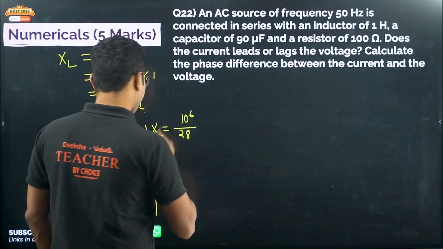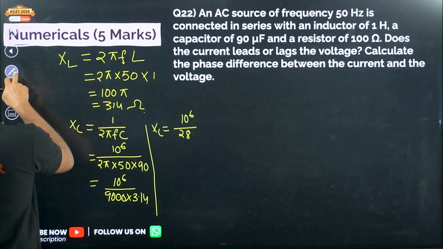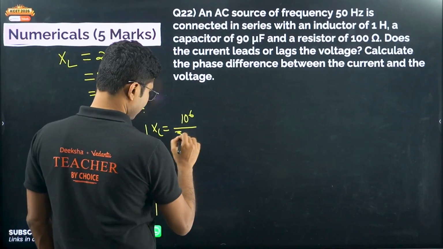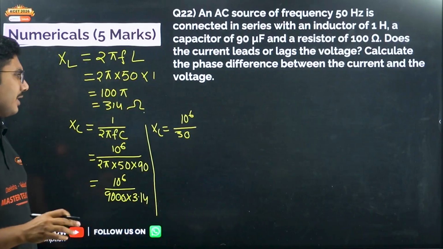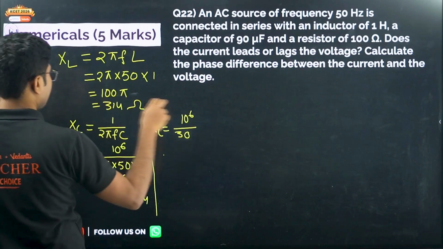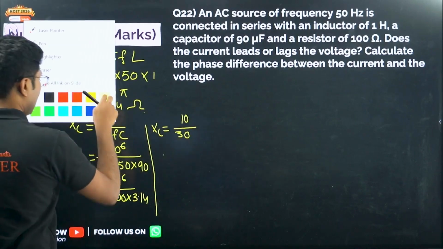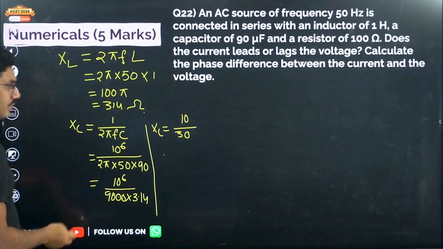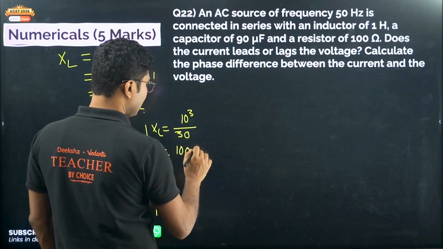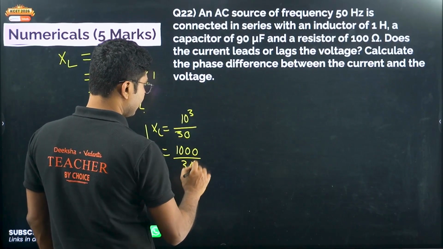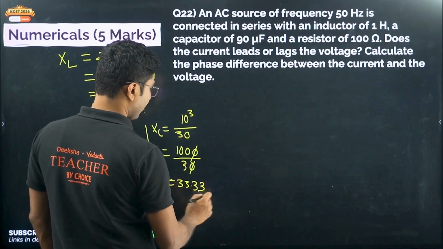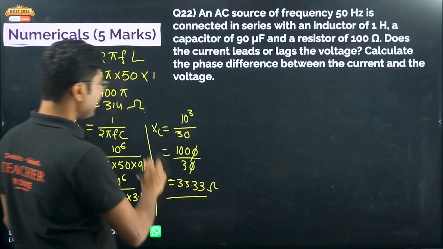28 approximately, and for simplification let me assume this is almost equal to 30. I don't want to use calculator, so that's why I am using it. So it will be 10 to the power of 6, 3 zeros cancelled, so we get 10 to the power of 3 divided by 30, or 1000 divided by 30. So 0 cancels and you get 33.33. So 33.33 is Xc.